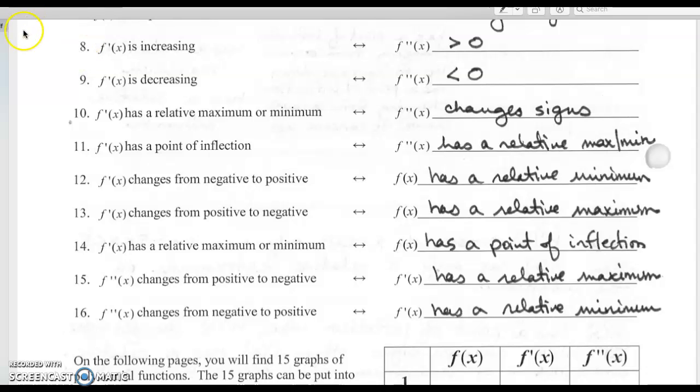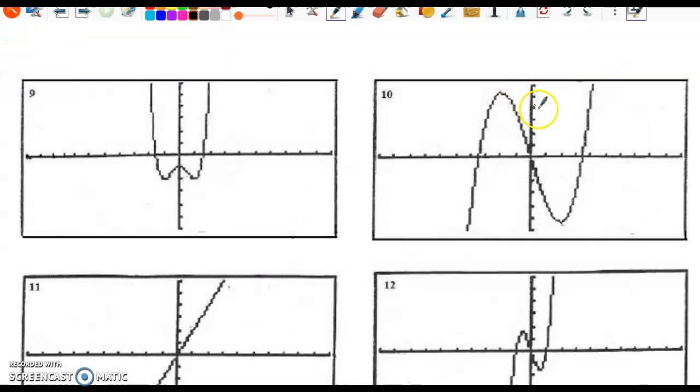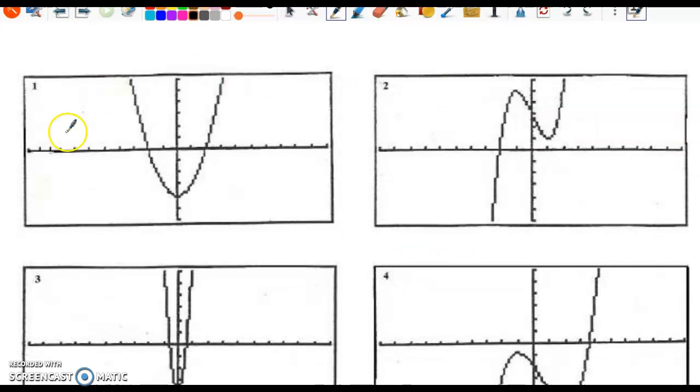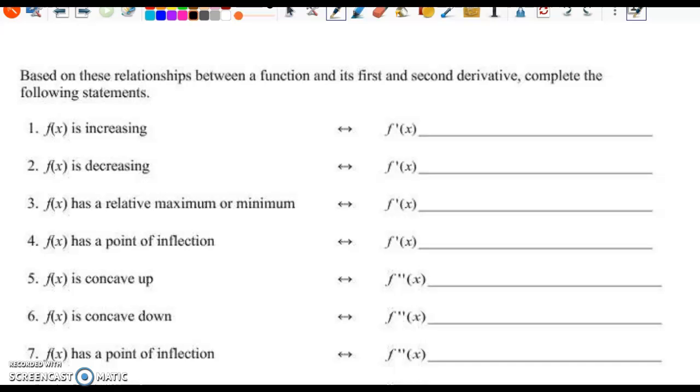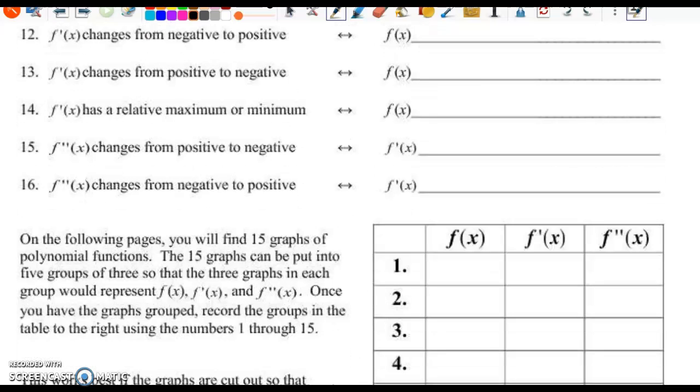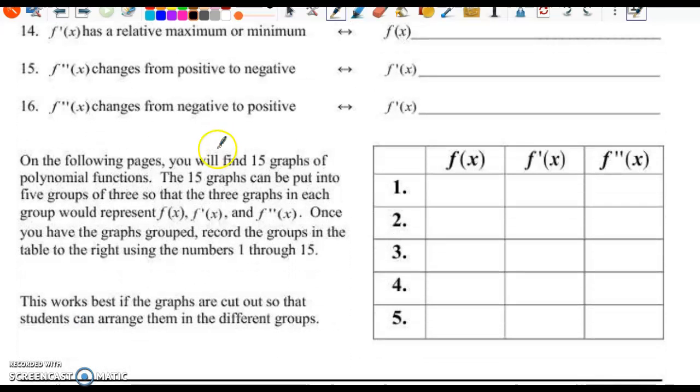So I'm going to hit pause up here. What the directions are actually asking you to do, sorry, I'm all over the place, is get you to recognize that we have 15 graphs. What we need to do is go through all of them and see which ones match up with the first, second, or which one's the original function for each one.